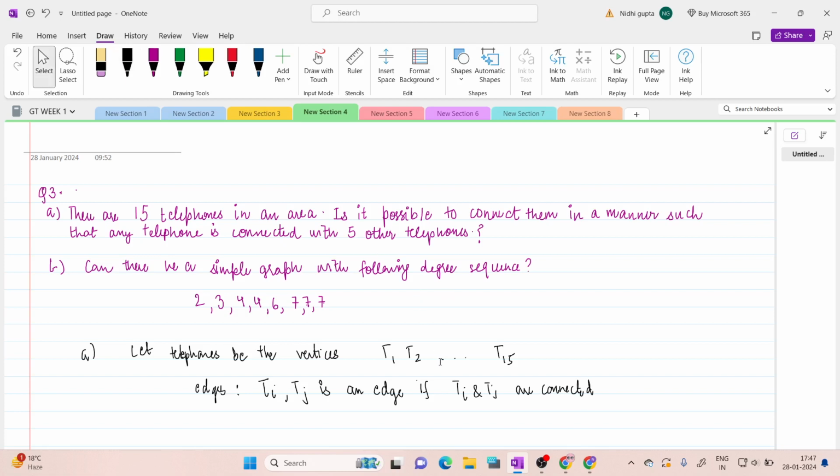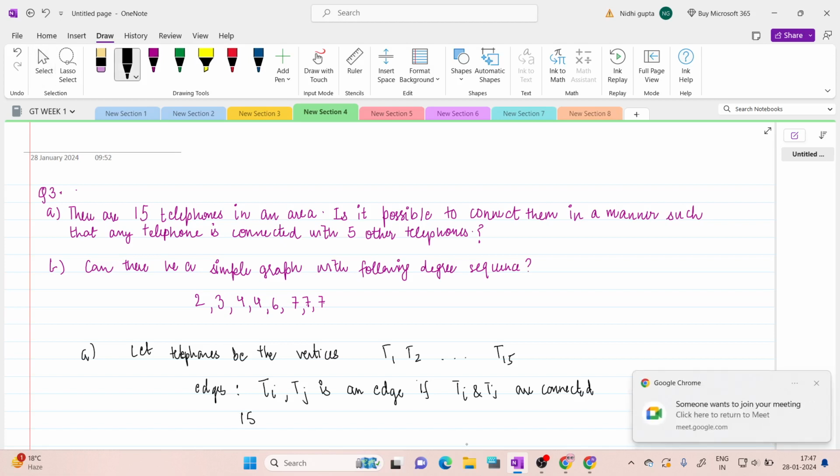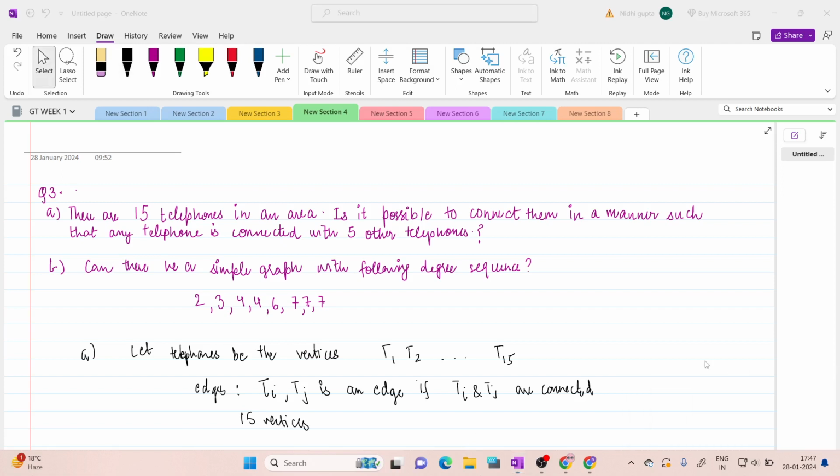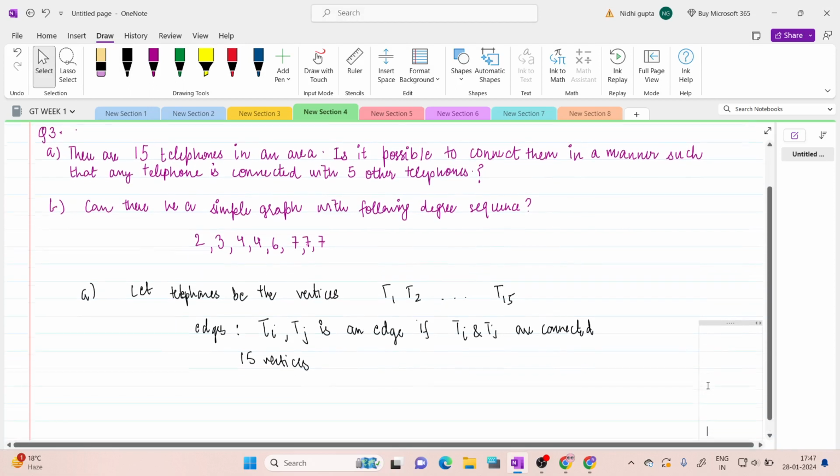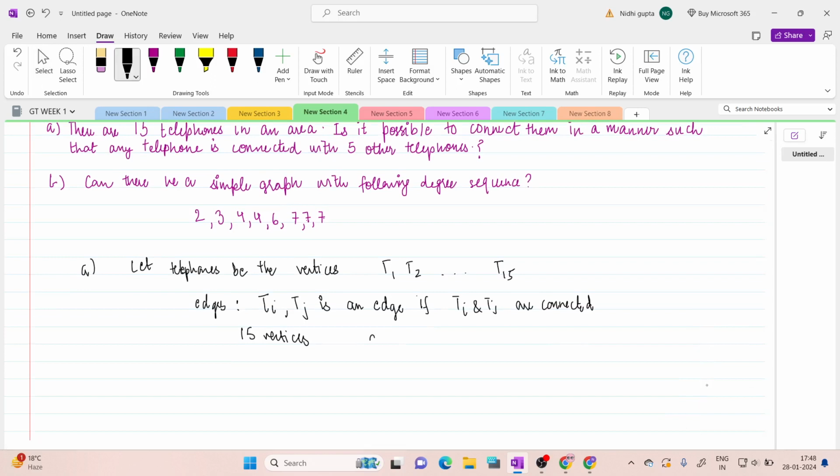Now the question is, can we have a graph with 15 vertices such that each vertex is adjacent to 5 other vertices? So what do you think? Is it possible? It is not possible. Why? Basically, if we take the degree of each vertex, in this case that will be 5. Then by using the handshaking lemma, the sum of degrees of vertices should be even. So in this case, it will be 5 times 15. That is not even.